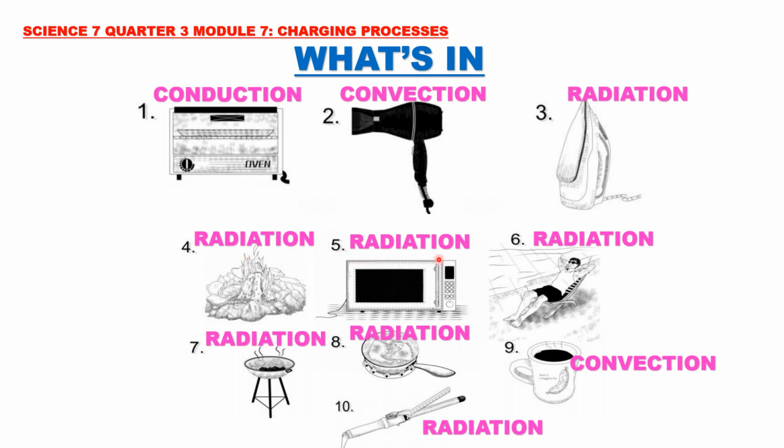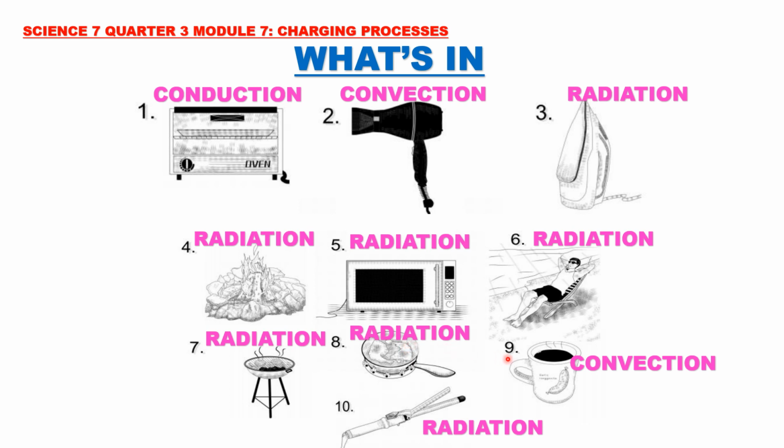5. A microwave oven transfers heat to the food by means of radiation. 6. A man sunbathing, so the heat from the sun reaches this man because of radiation. 7. Placing your hand above the charcoal burning in this container, so heat is transferred from the charcoal to your hand by means of radiation. 8. So the cooking chicken in the frying pan releases heat and it reaches your hand if you place it above the chicken by means of radiation.